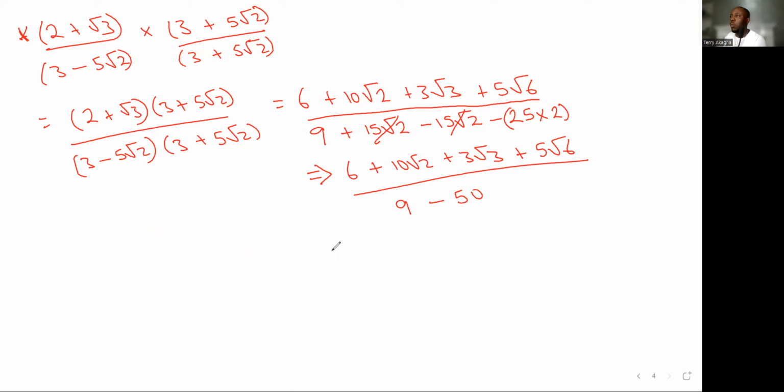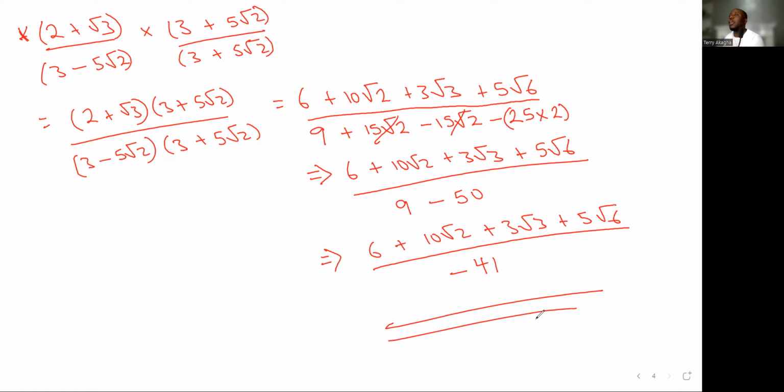50. And that will give us 6 plus 10 root 2 plus 3 root 3 plus 5 root 6, divided by 9 minus 50, which will give us minus 41. And that will be the answer for that. So you can see, finally, in the answer we are having, there is no surd in the denominator.